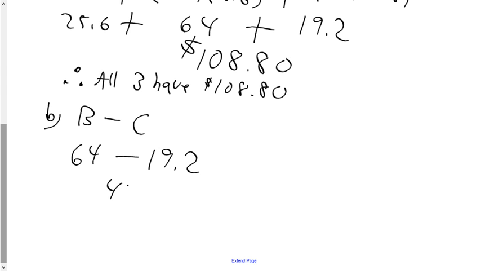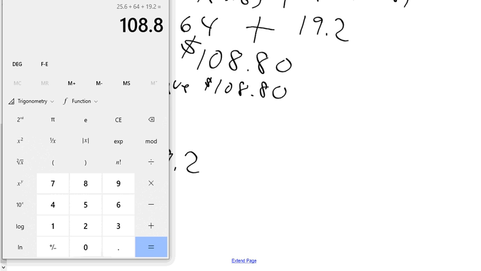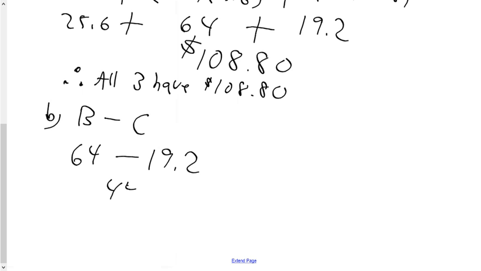You know what? My brain just farted there. I can't think. 64 take away 19.20. Yeah, 44.80. I knew I did that. $44.80.